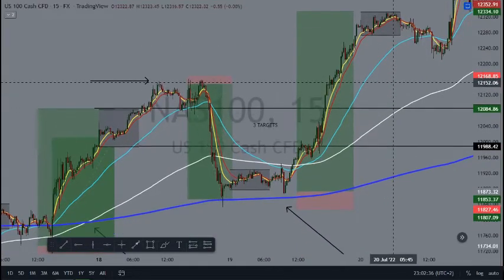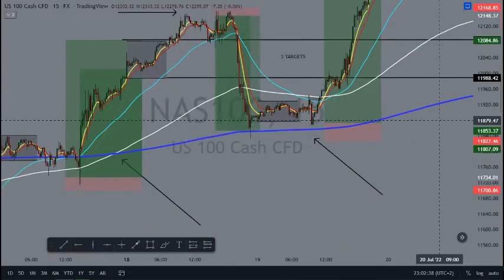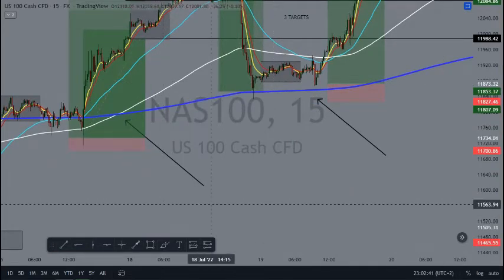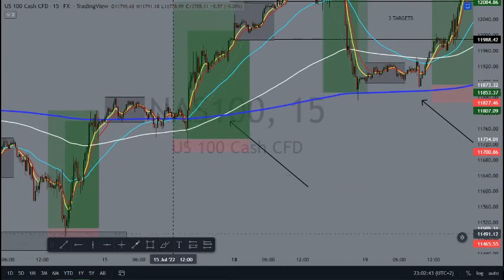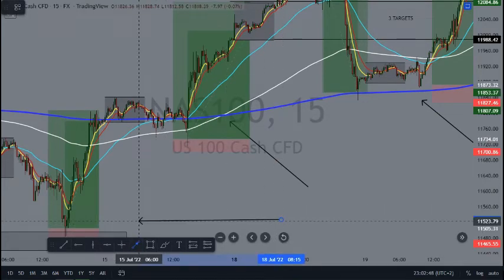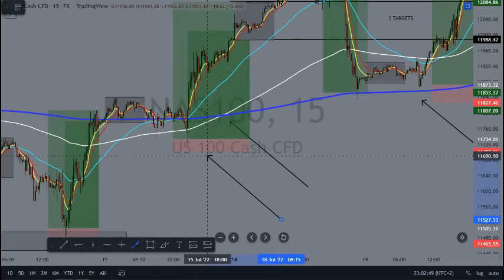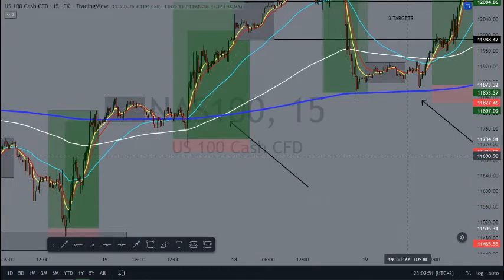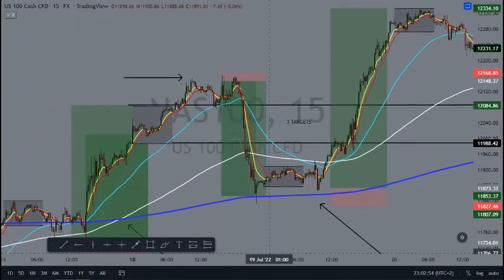So I did not take a trade here. I took a trade that I took my trade. So I took one trade here, and then I took another trade here. So let's go back into the chart and see.